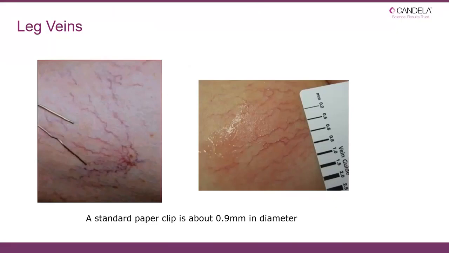So here you can see using the vein gauge on the right-hand side and using a paperclip on the left-hand side. So either of these will give you a good indication of, certainly with the paperclip, whether your vessel is bigger or smaller than 1 millimeter, and we can be much more accurate with our vein gauge.